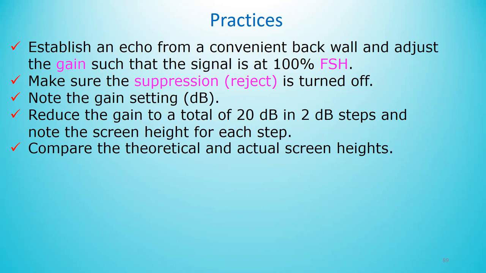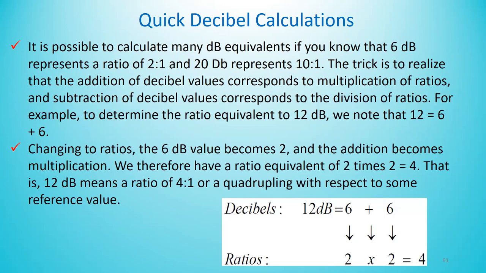Establish an echo from a convenient backwall and adjust the gain such that the signal is 100% height. So, quick decibel calculations. It is possible to calculate a dB value. You know that 6 dB represents a ratio of 2:1, and 20 dB represents 10:1. The trick is to realize that the addition of decibel values corresponds to a multiplication of ratios, and subtraction of decibel values corresponds to a division of ratios.